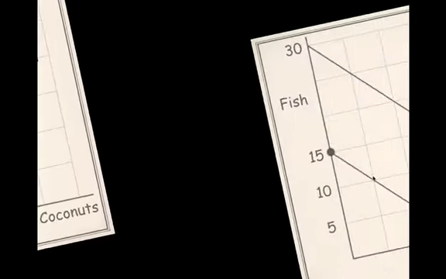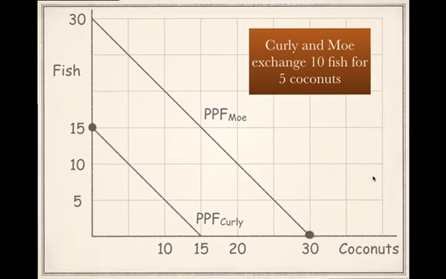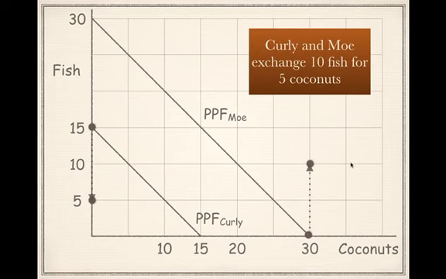Let's again adjust the terms of trade between Curly and Mo, and now they agree to exchange 10 fish for 5 coconuts. So again, Curly catches 15 fish. He gives 10 of them to Mo, so he has 5 left over. Now Mo moves from 30 coconuts and no fish to 30 coconuts and 10 fish, because he received those 10 from Curly. And now Mo gives Curly 5 coconuts in exchange.